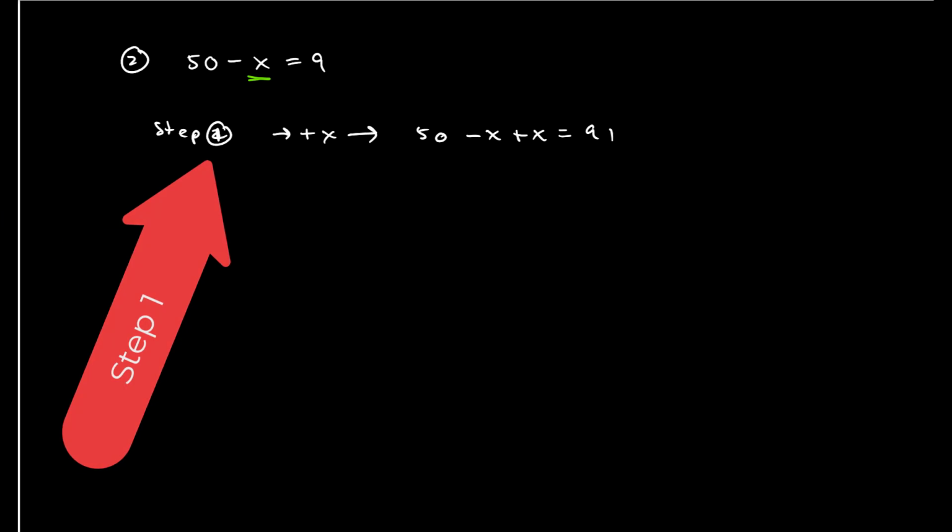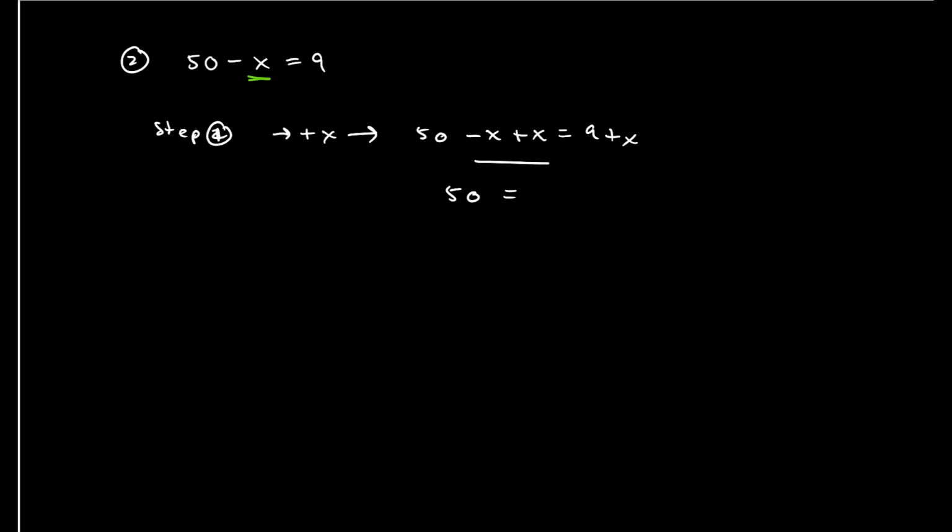Suppose I had 50 minus x equals 9, and we're asked to solve for x. Again, we need to isolate x on one side. In order to do that, we add x to both sides. So we have 50 minus x plus x equals 9 plus x. On the left-hand side, we just have 50, and on the right-hand side, we have 9 plus x.